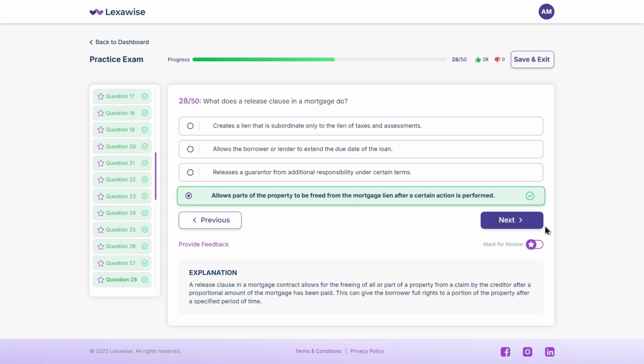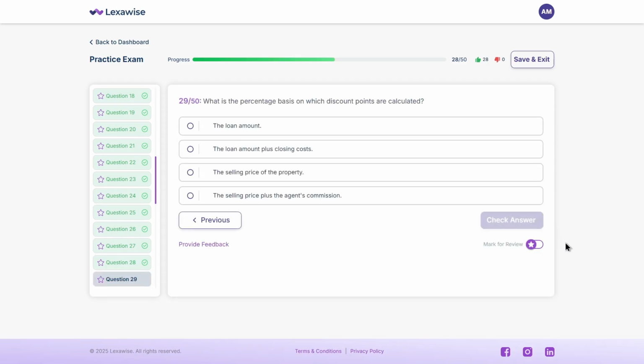Here's another question. What is the percentage basis on which discount points are calculated? A. The loan amount. B. The loan amount plus closing costs. C. The selling price of the property. D. The selling price plus the agent's commission. Think it through.